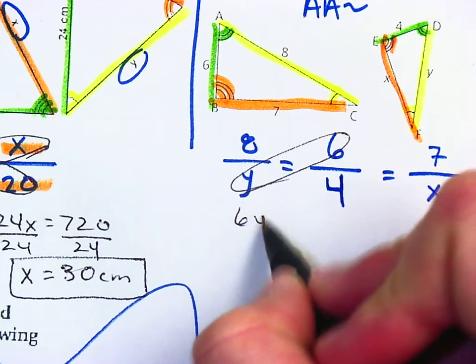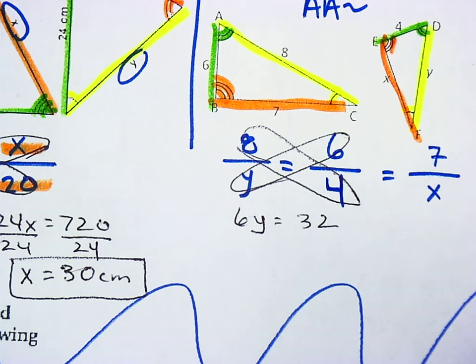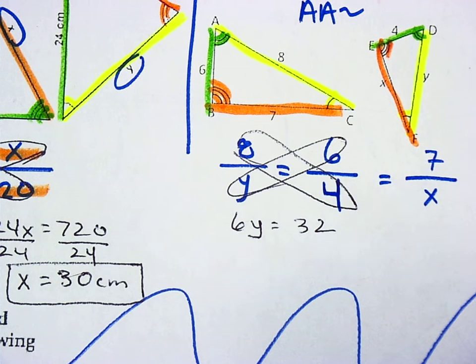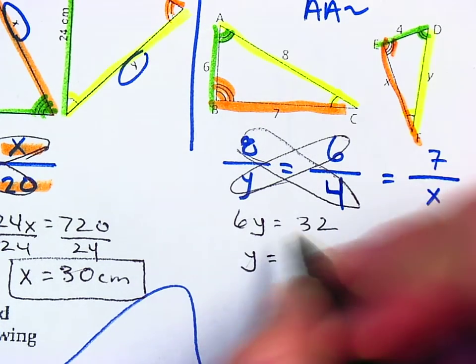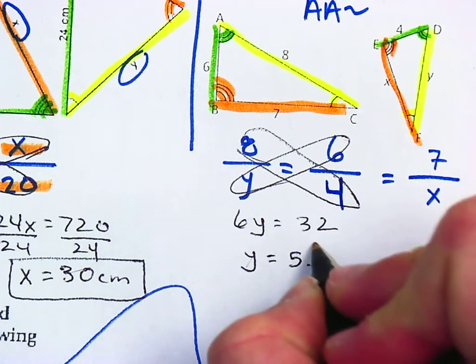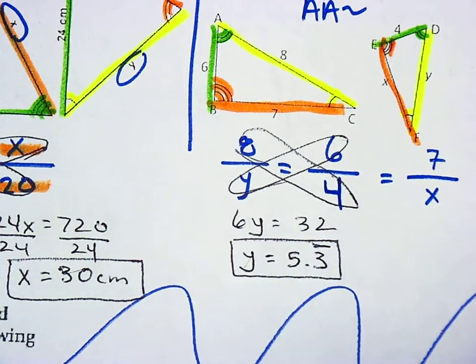6 times y is 6y. 8 times 4 is 32. Well, I know that 6 times 5 is 30, but I don't think 6 goes into 32 evenly. But when you type it into your calculator, you get 5.3 repeating. They didn't give us units, so that's our answer.